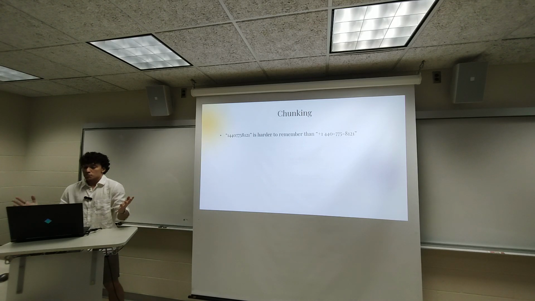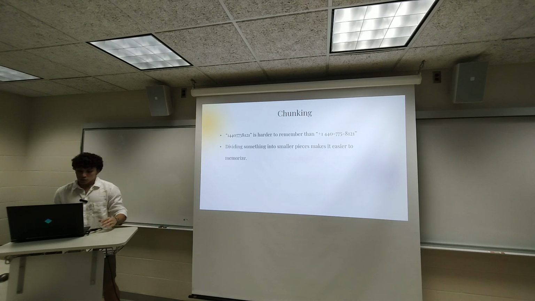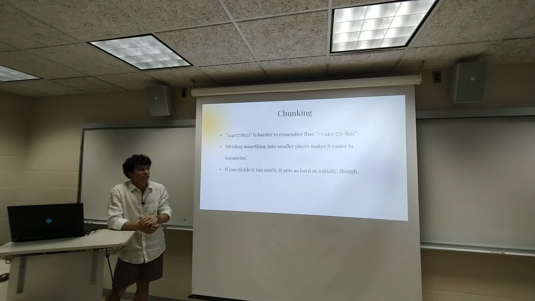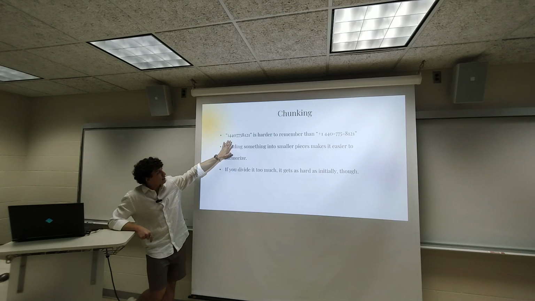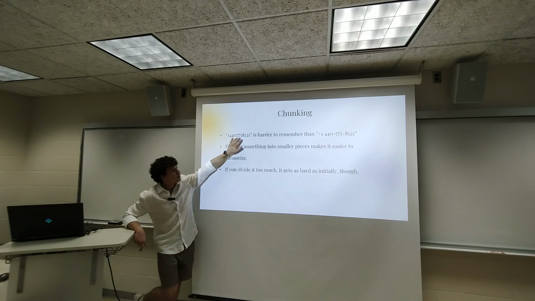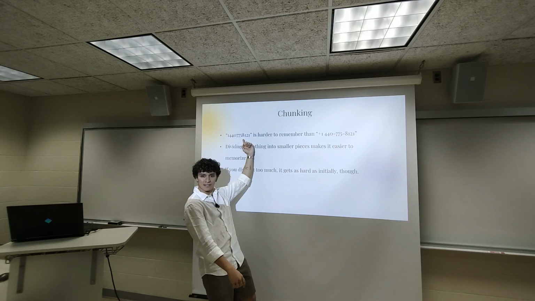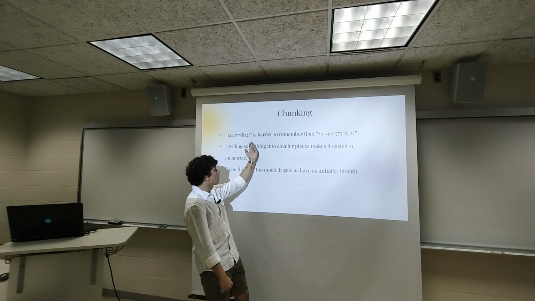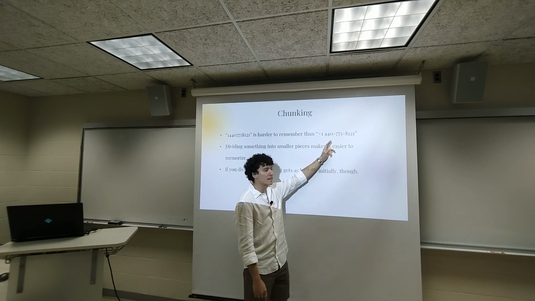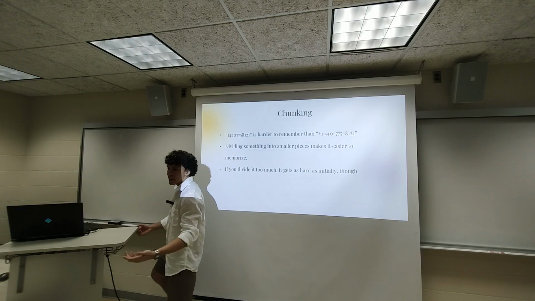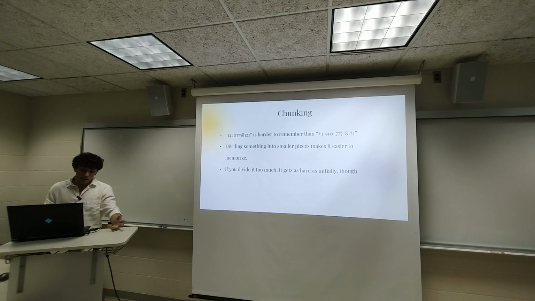And that works not just for phone numbers, but for pretty much anything. When you divide something into smaller pieces, it makes it more digestible. But if you divide it too much, it gets as hard as initially. If I move from this one to this one, does everyone agree that it's easier to memorize this than this? Does that make sense? However, if I divide this so much that I just get digit by digit, then it's pretty much the same as before. So I can divide too much, but some division is good. There's an equilibrium point.